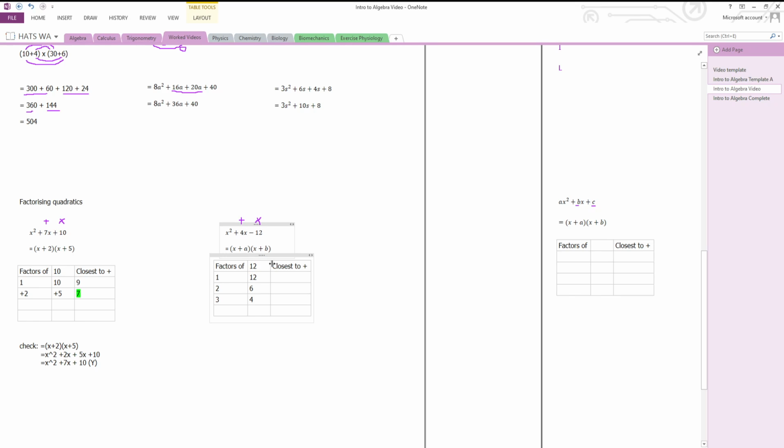If we're trying to get to 4, well, 1 and 12 isn't going to get us very close. It would get us to 11, or let's say negative 11. 2 and 6, we could get to negative 4 or negative 8. Sorry, we could have positive 4. We need a positive number for the middle one, sorry. And then 3 and 4, we'd get to, say, 7 or 1. So the closest we would get is, let's say, 1. So 2 and 6 will get us to 4. We need to add 6 and subtract 2 to get us to 4.